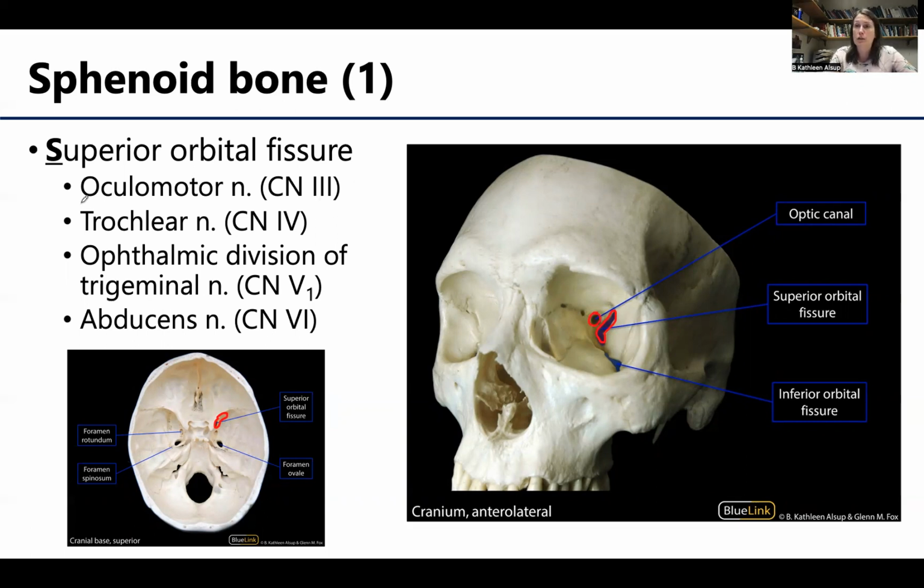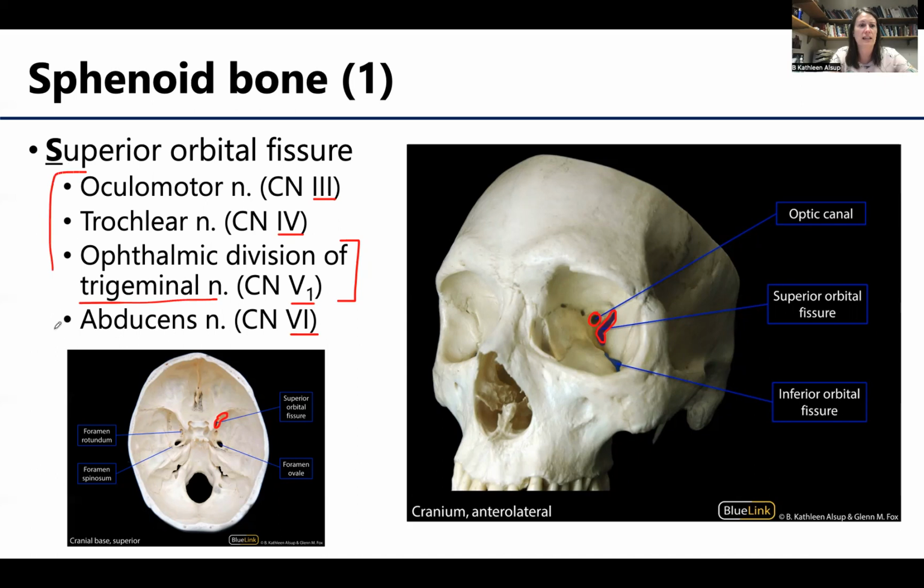You're going to have the oculomotor nerve, which is cranial nerve 3, trochlear nerve, cranial nerve 4, and the abducens nerve, cranial nerve 6. And then one of the 3 divisions of the trigeminal nerve. The trigeminal nerve is your largest cranial nerve, and it's divided into 3 divisions. And this first division goes through here. So we'll talk about these in more detail, and you'll talk about them in the neuro portion of the course.